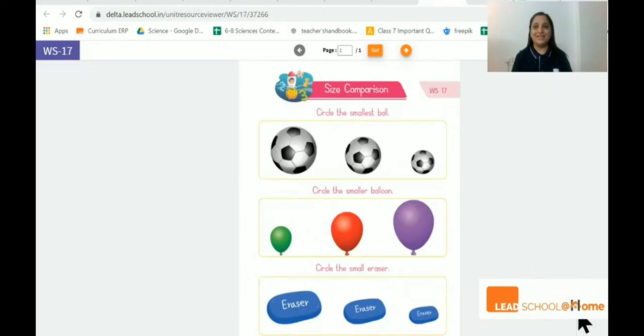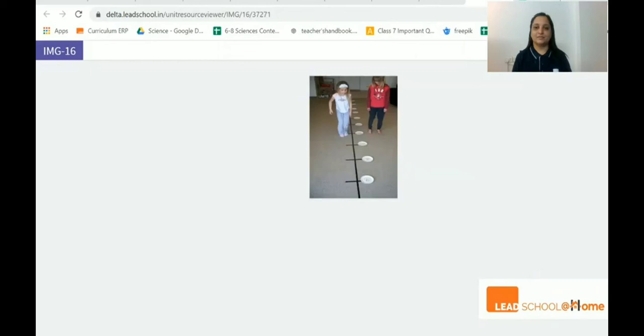In numeracy, please help them complete WS17 so that they can sort the object based on their size. And create a number line like this in your room or outside your house or in a balcony or a terrace, and ask your child to jump from the numbers 10 to 1 so that they can learn the reverse counting from 10 to 1.